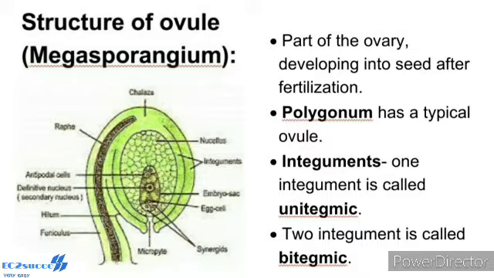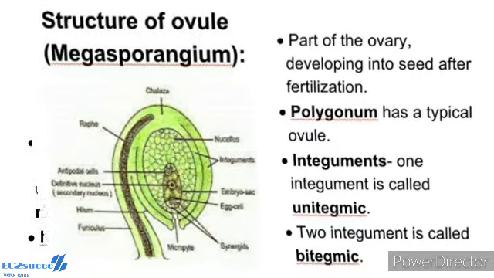This type of ovule may be a typical ovule. The ovule, also called the megasporangium, is protected by one or two coverings called integuments. One integument is called unitegmic. Two integuments is called bitegmic. Most ovules contain two integuments, called bitegmic ovules.